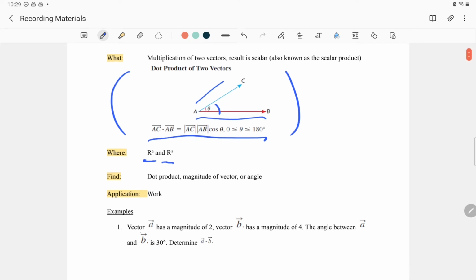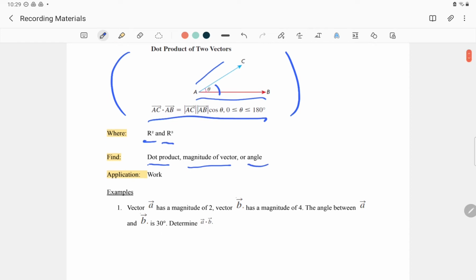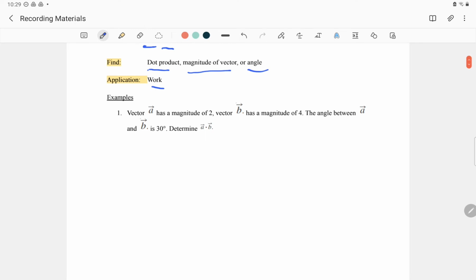So depending on the variables given in the question, we can use this equation to look for obviously the dot product, or we can look for the magnitude of each of the vectors, or the angle between them. But most importantly, in the real world, we can use the dot product equation to look for the work done. So let's move on to the first example.